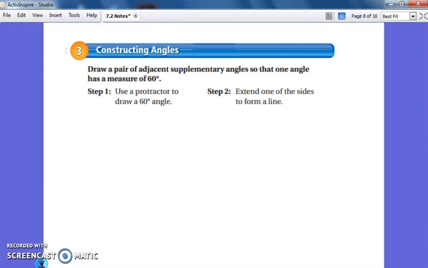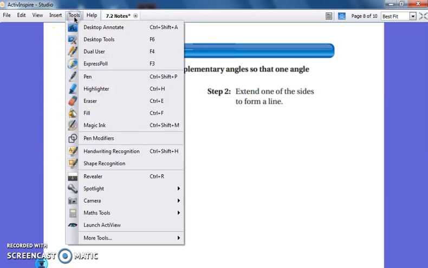Example 3 is about constructing angles. It says draw a pair of adjacent supplementary angles so that one angle has a measure of 60 degrees. So our steps say to use a protractor to draw a 60-degree angle, and then step 2 says to extend one of the sides to form a line. So let me go ahead and find a protractor here.